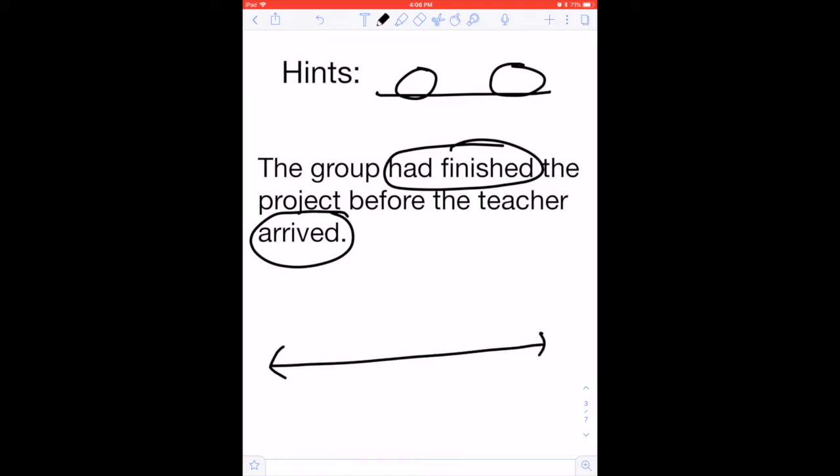So in a timeline, you're setting this right now, and you're talking about the event. There's two actions: they finished this project, and the teacher arrived. What happened first? Well, the group had finished the project before the teacher arrived. So the teacher arrived at a later point. The teacher arrives here, and you finish the group work before, let's say.